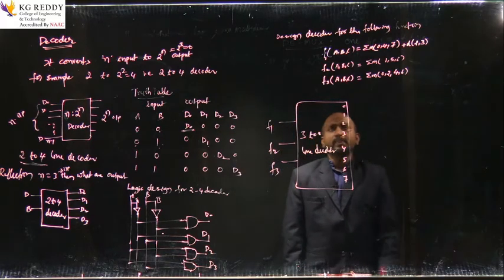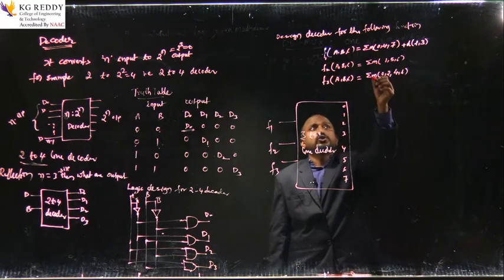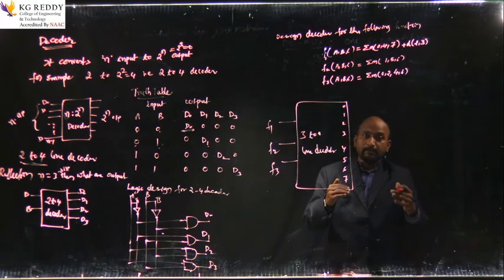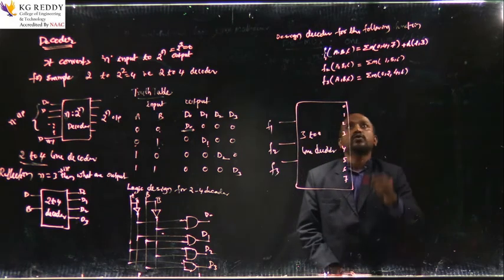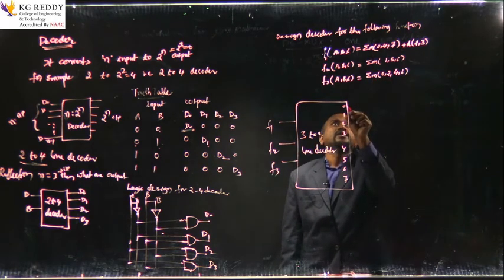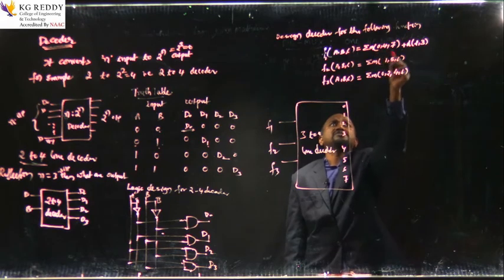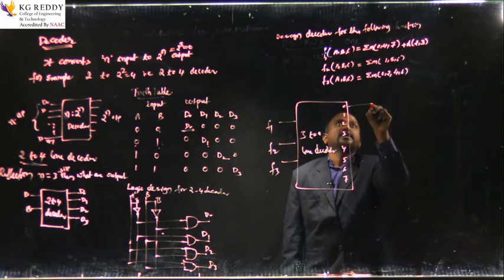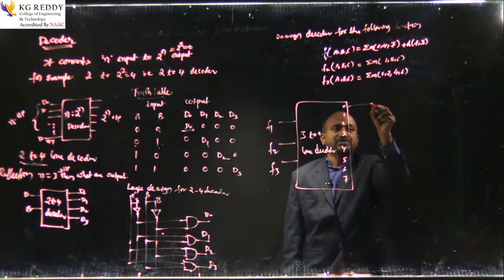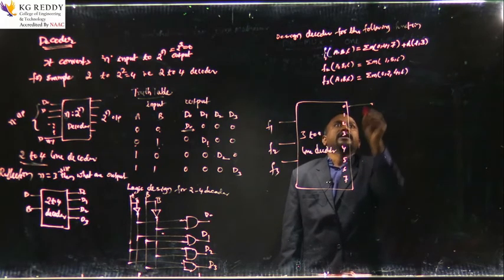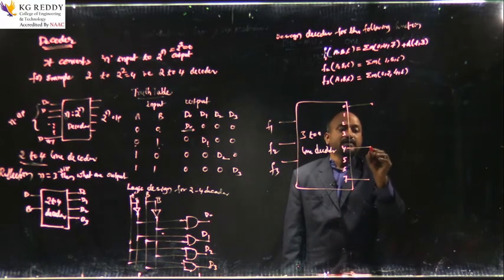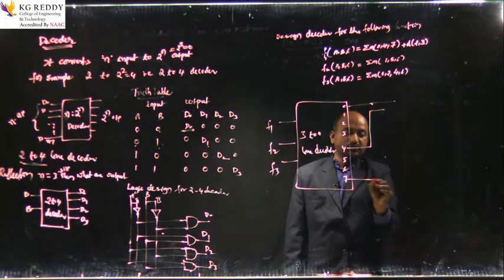Sum means OR gate, product means AND gate. So what are the outputs? First function, m of 0, 4, 7. Let us take the 0 bit here, then the 4th bit, and next the 7th one. These all are moved to the first function.